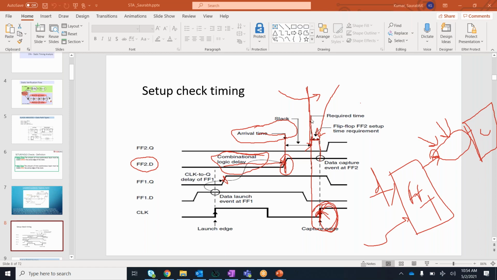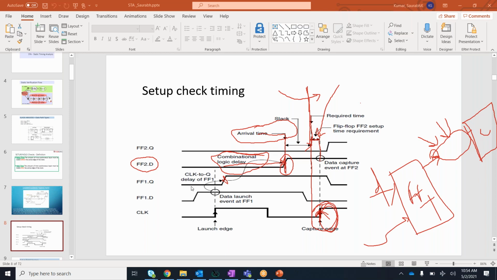This borderline is what we call the required time. So what is my required time? Time period minus the setup time for flip-flop 2, which is my capture flop. This will be the required time.